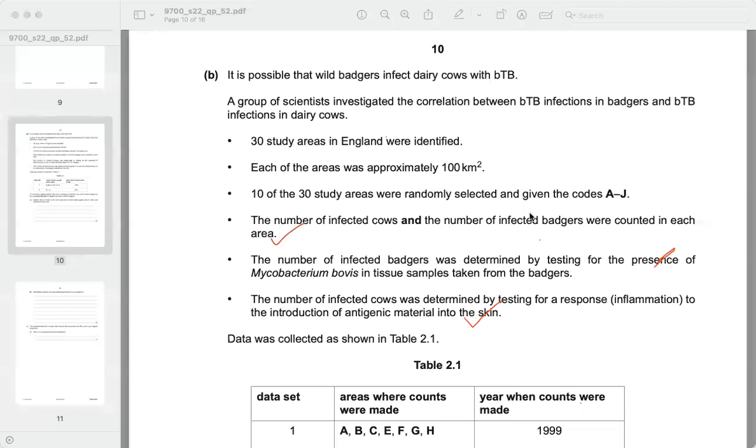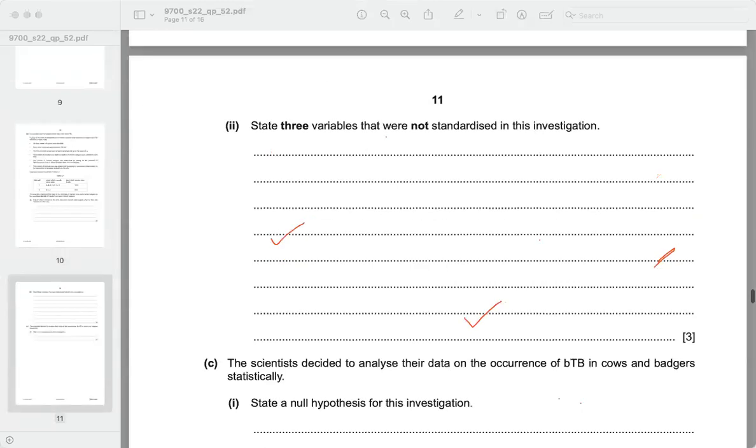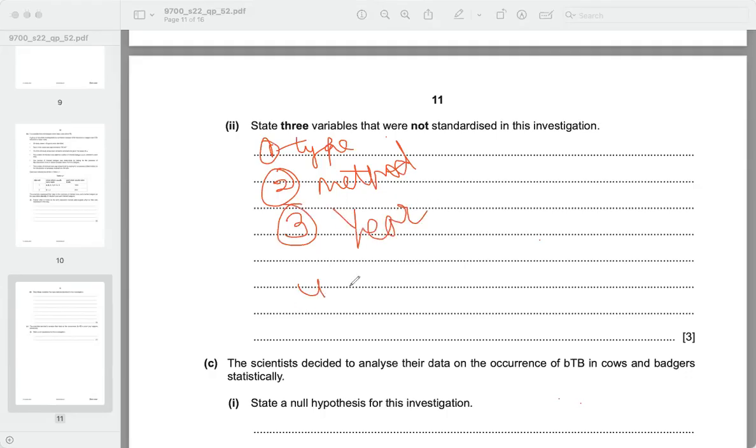So let's go back to our question. We already have the 4 points right here for our question. It says state 3 variables which were not standardized. When we are talking about these 3 variables, we talked about the type of the cows which were used, the type of the breed. That has not been standardized. A method was used, but there is no mention of the method being standardized. They did not mention anything about the year, nothing about the season. So here you can pick up any 3 of the points. You can create a lot of them.